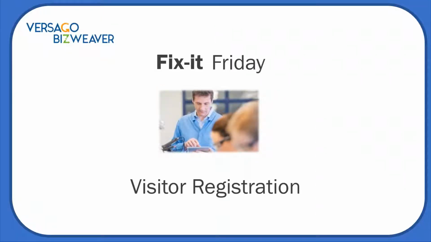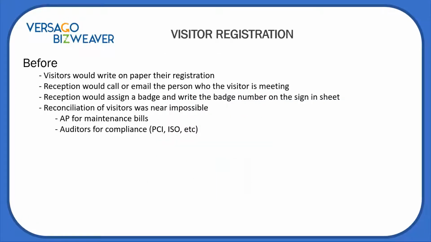Today we're going to be covering off visitor registration. So we know visitor registration as the typical piece of paper that you'd write down your name, your company, who you're meeting with, and the time that you came into the building. Reception would then call the person that you're meeting, and they would give you a badge. You'd write the badge number on the sign-in sheet, and this is normally for compliance.